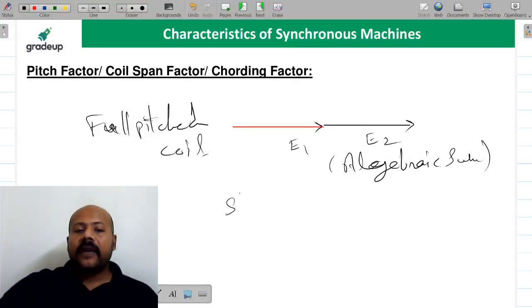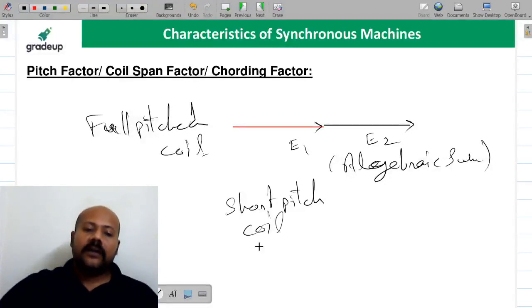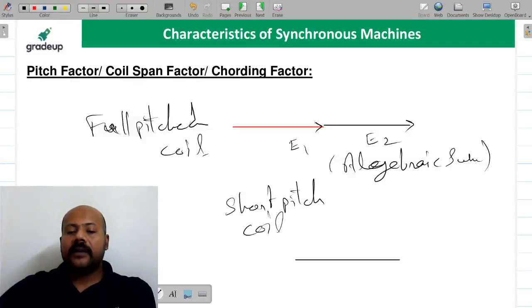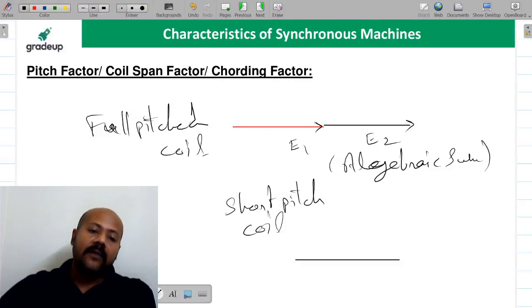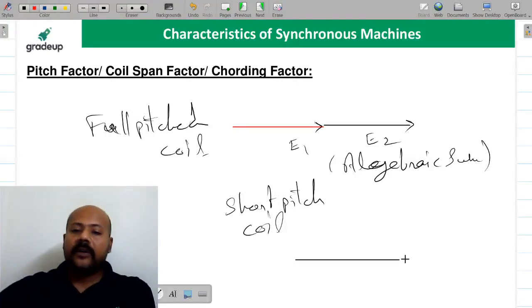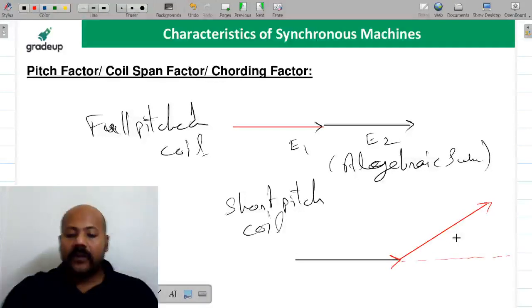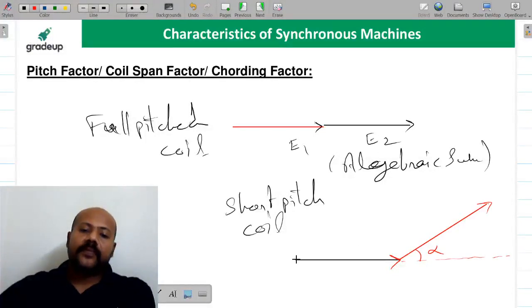But beta, when you have a short pitch coil, what is happening? The situation is something like this. If this is your E1, then because of that short pitch angle alpha, your E2 is going to be displaced. So what is going to happen, beta? And this displacement, beta, we call alpha. Is it clear to all of you?